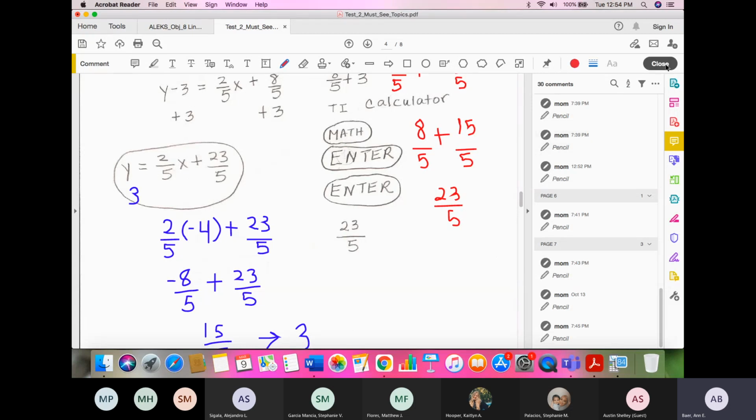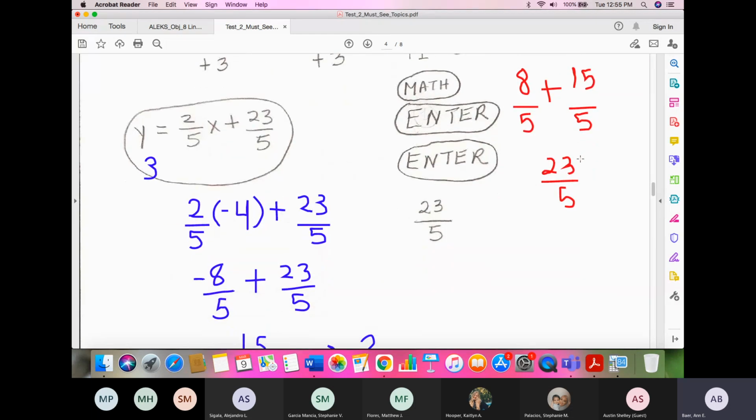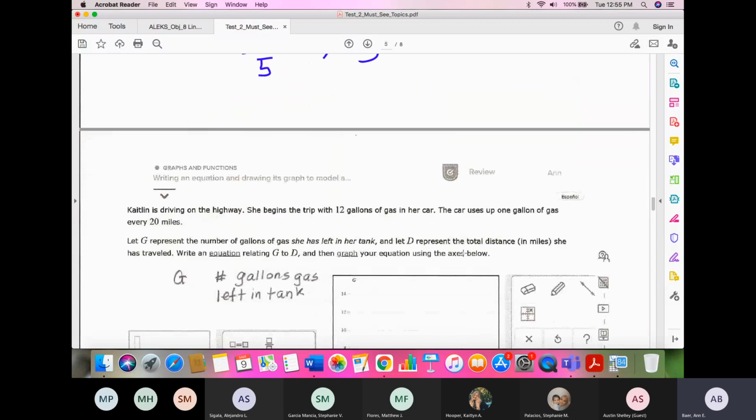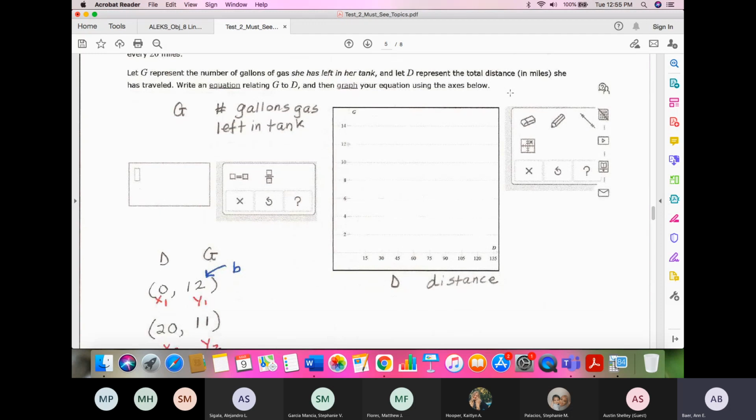I would encourage you to check, but in the interest of time, I don't really have time to check every one of these problems. Any questions on parallel and perpendicular lines? Let's take a look at this problem.